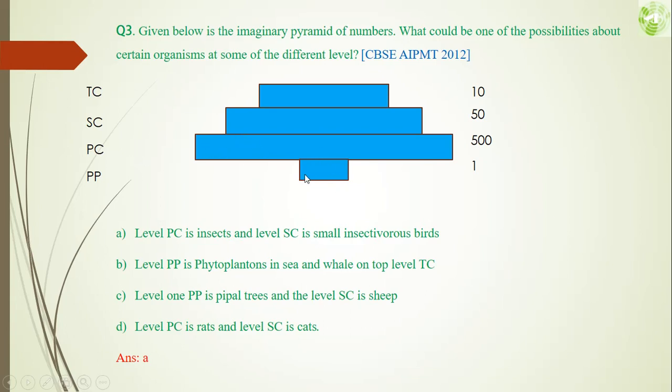Here the PP is the tree, and the level SC is the small insectivorous birds, which feed upon the insects. And this tertiary carnivore will be the bigger birds. So option A will be the correct answer for this question.